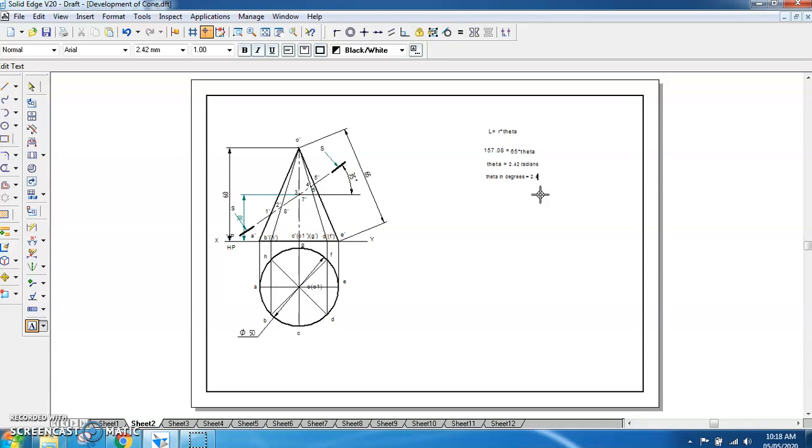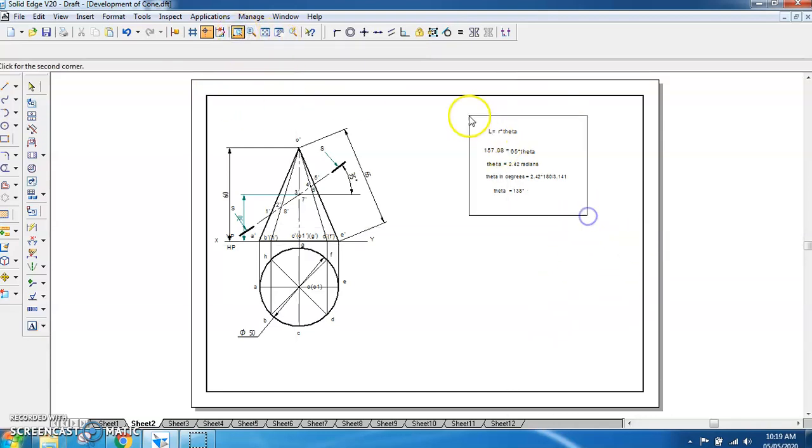2.42 into 180 divided by the value of pi, that is 3.141, or you can put this directly into the calculator and get it. If you do this calculation, you will get theta approximately, I am saying approximately here, theta is equal to 138 degrees. When you are doing it, you calculate the actual theta and you put it here.